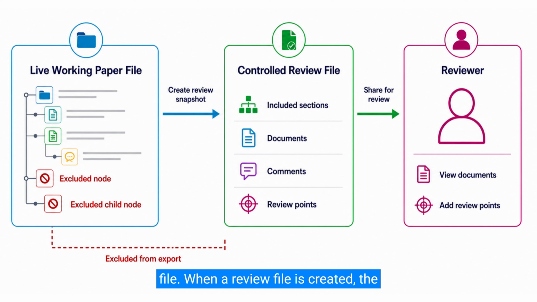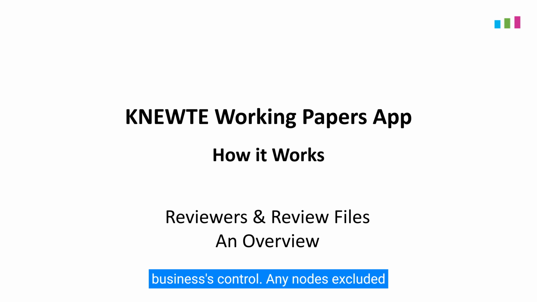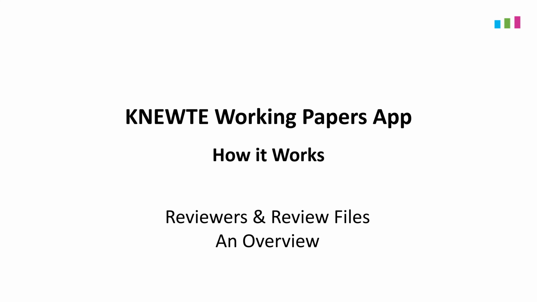When a review file is created, the app prepares a separate review version using the current working paper file structure, documents, and relevant review information. This allows the reviewer to open the file, view the included sections and documents, and add review points or replies where allowed. The original working paper file remains under the business's control. Any nodes excluded from export are not included in the review file.